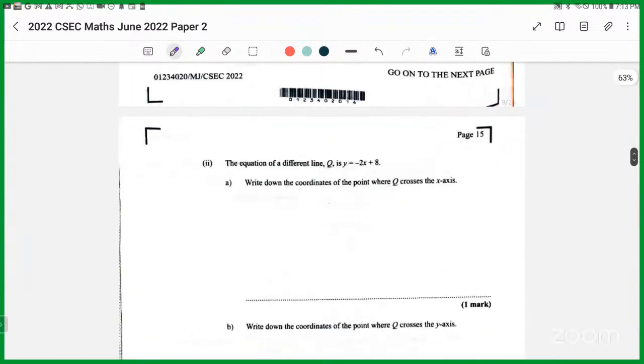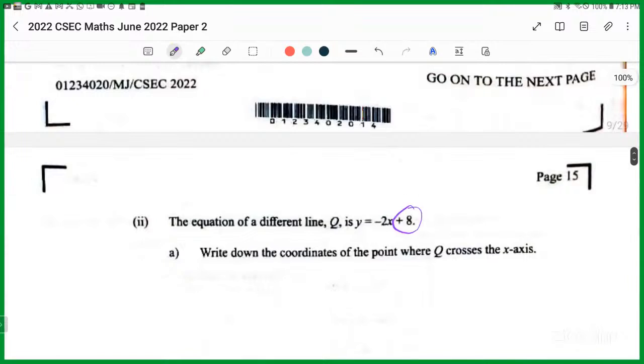Next part now says the equation of a different line is this now. If you look at this, the y-axis intercept is 8, and the gradient is -2. We know that because y alone is the subject right there. It is already in the form y equals mx plus c. So it means that this line passes through 8, and the gradient is -2. It says write the coordinates of the point where it crosses the x-axis. Easy. On the x-axis, y equals 0. And so on the x-axis, y equals 0, you can put 0 right here. It means that the expression becomes equal to 0.